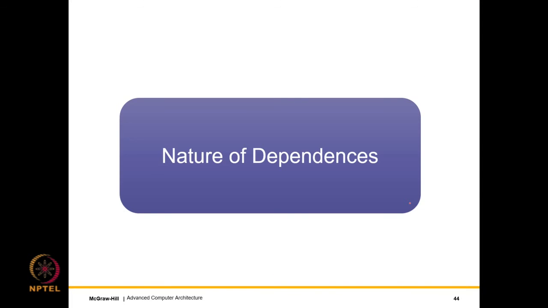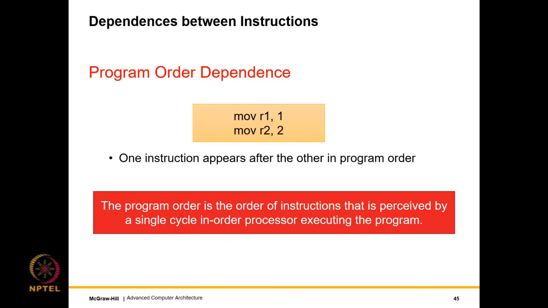In the last lecture of this chapter, let us look at the nature of dependencies in an out-of-order pipeline and the problems that these dependencies can cause. So we have looked at the program order dependence. This is rather simple. This is essentially the order of instructions that appear in the original program. So this is one instruction and this is the instruction after it. So this is a program order dependence.